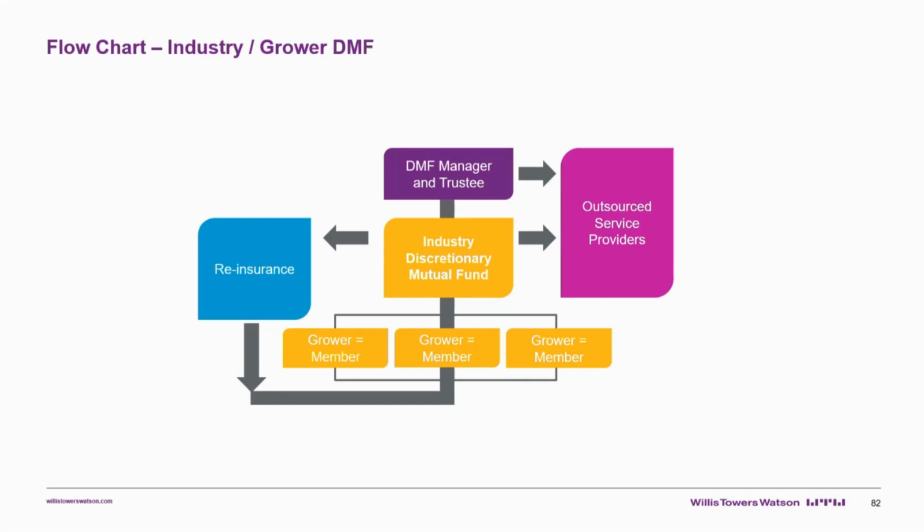That's a very quick flow chart. It pictures the contributions from each of the grower farmers going into the industry discretionary mutual fund. That pays for accountants and legals, that sort of outsourced service providers. There needs to be a discretionary mutual fund manager and trustee who handles the cash, as we talked about, Andrew. There needs to be someone handling the funds. We talked to Ian as well, it can't be us, for example. It's got to be a separate business. Reinsurance is taken out, and when a claim occurs, it's either paid out of the discretionary mutual fund up to the limit, and once that gets exhausted, the reinsurers pay out the balance.